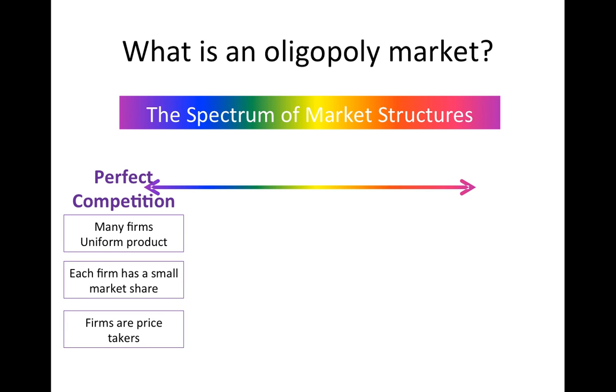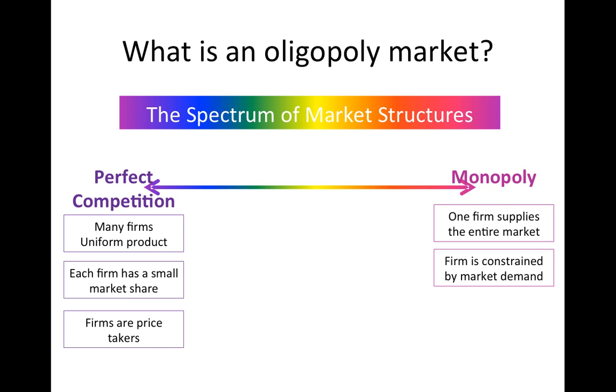At the other end of the spectrum are monopoly markets. In a monopoly, a single firm supplies the entire market. Because of this, the firm is constrained by the market demand. The firm can either set the price, and the market demand will determine the quantity the firm is able to sell at that price, or it can set the quantity, and the market demand will establish the most that the consumers are willing to pay for that quantity.